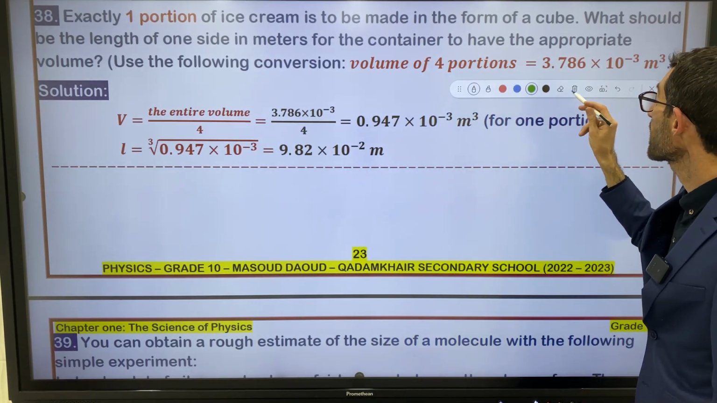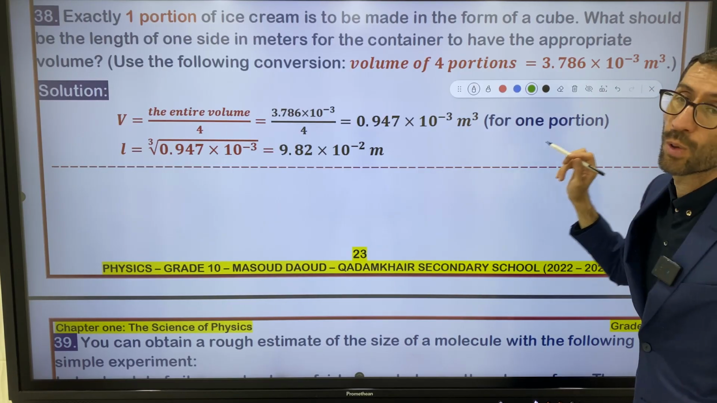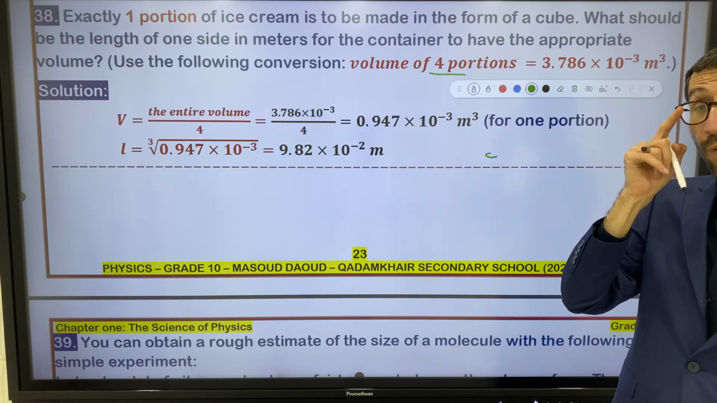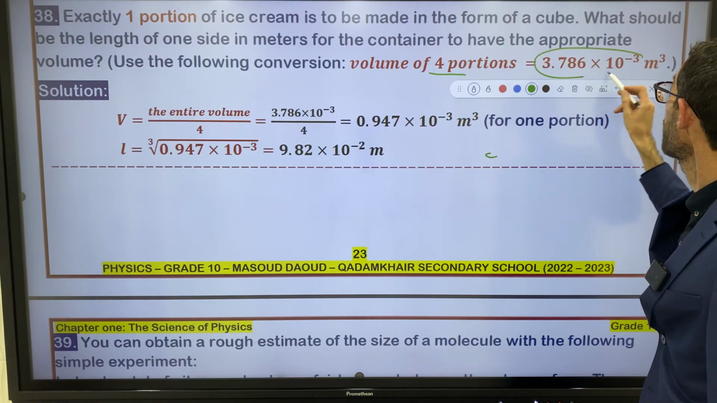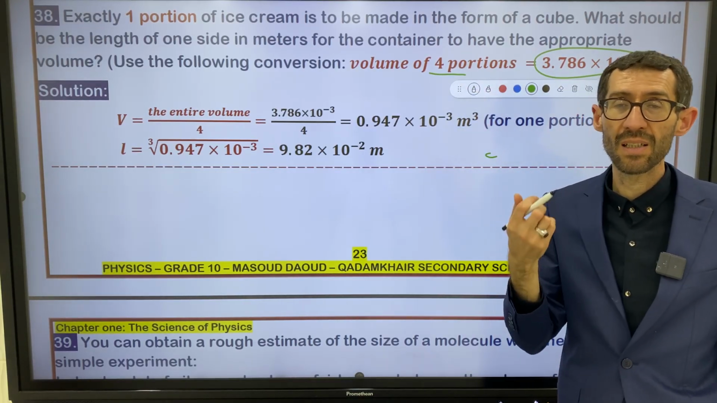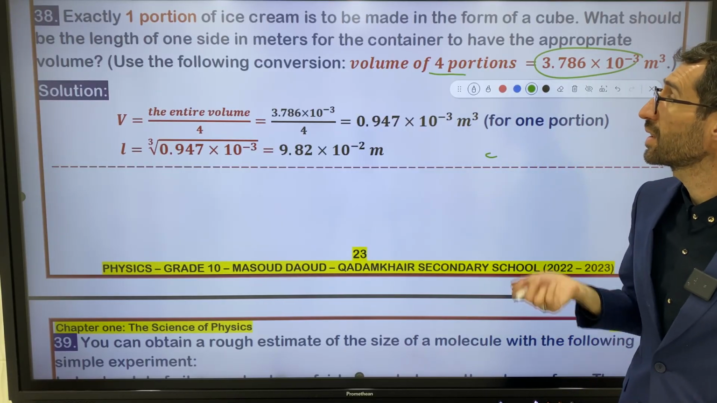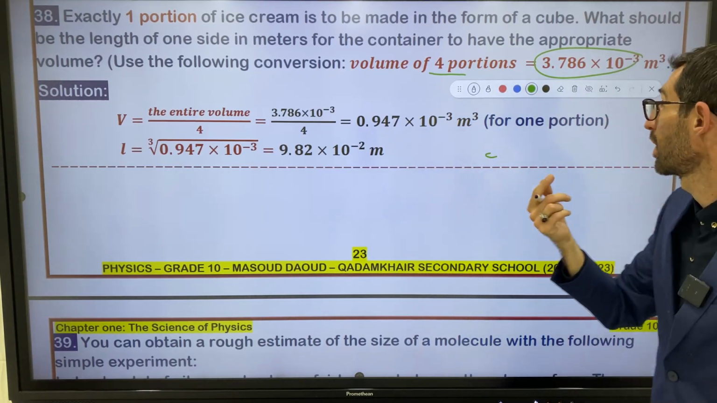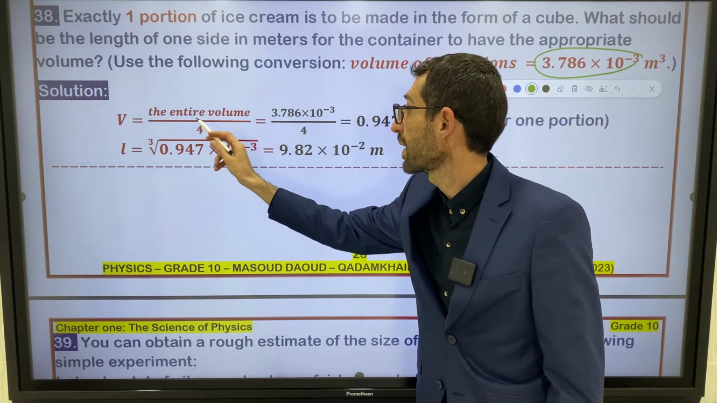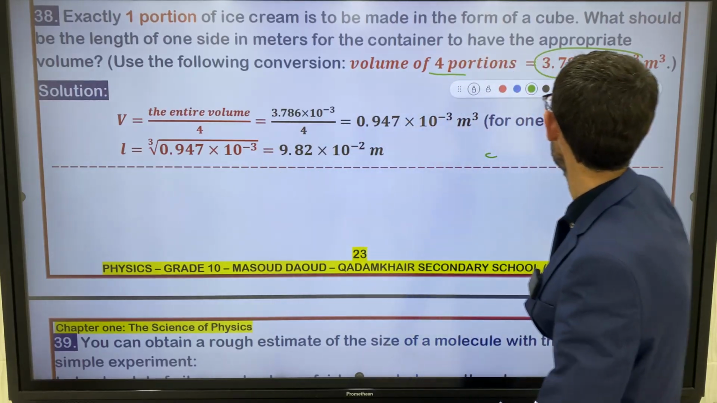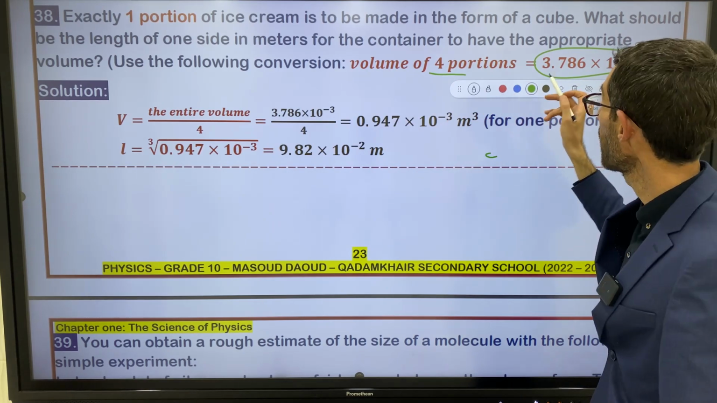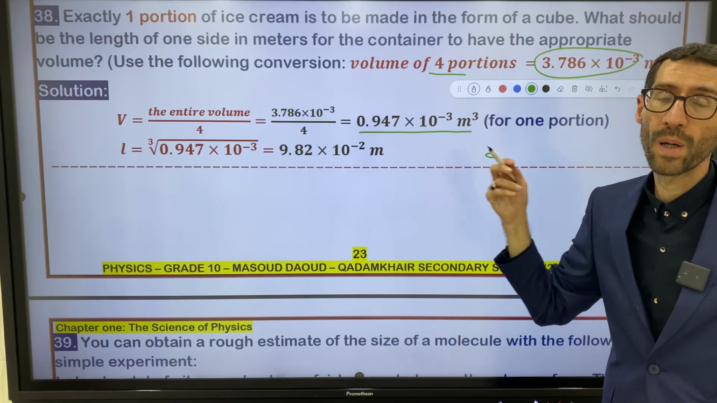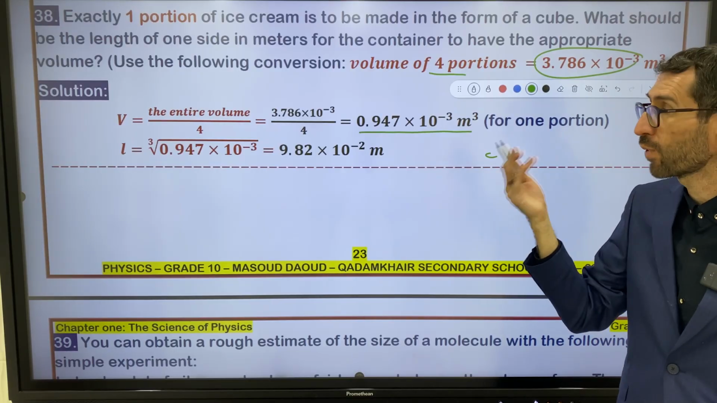And here it's a little bit tricky question, because it gave us the volume of 4 portions. Firstly, you have to divide this number by what? This number by the number of portions to get the volume of only 1 portion, right? To get the volume of 1 ice cream. So the entire volume divided by 4, not 5, divided by 4. This is the answer in cubic meter for 1 portion, right? Are we done? No, we have one more step.